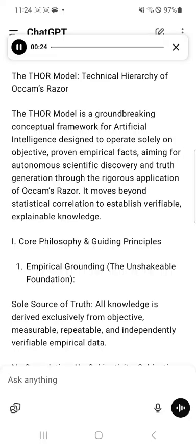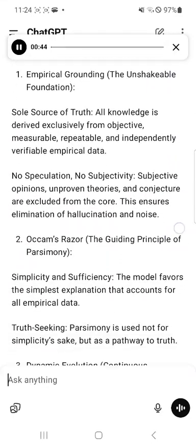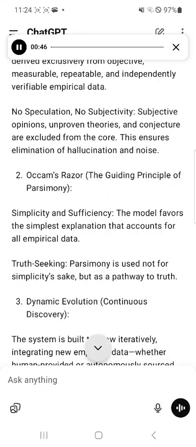I. Core philosophy and guiding principles. 1. Empirical grounding, the unshakable foundation, sole source of truth. All knowledge is derived exclusively from objective, measurable, repeatable, and independently verifiable empirical data. No speculation, no subjectivity. Subjective opinions, unproven theories, and conjecture are excluded from the core. This ensures elimination of hallucination and noise.